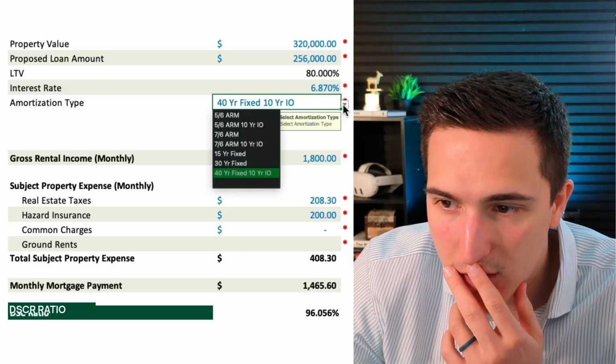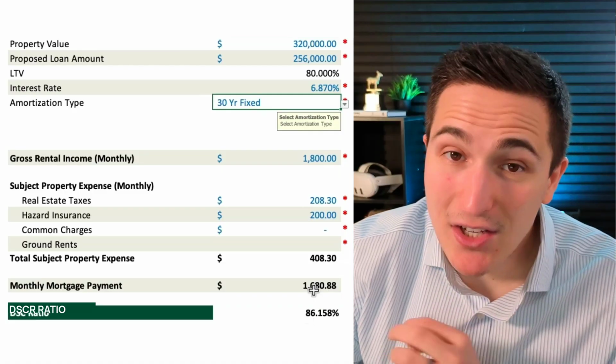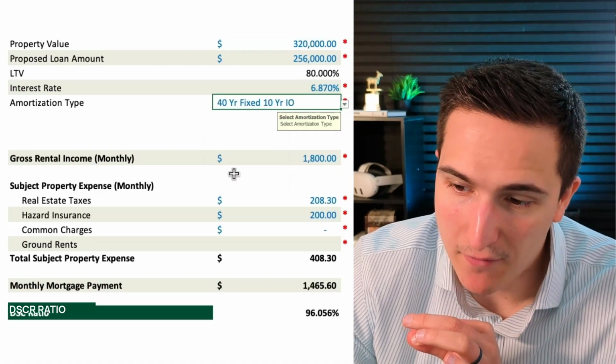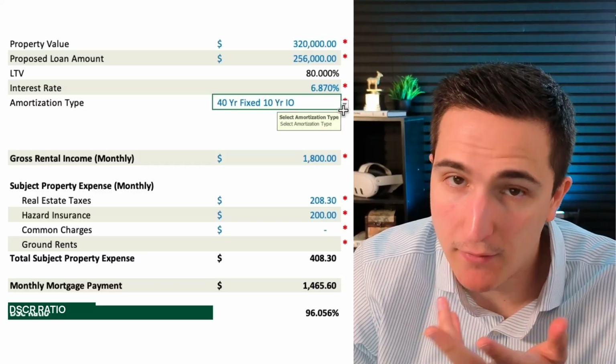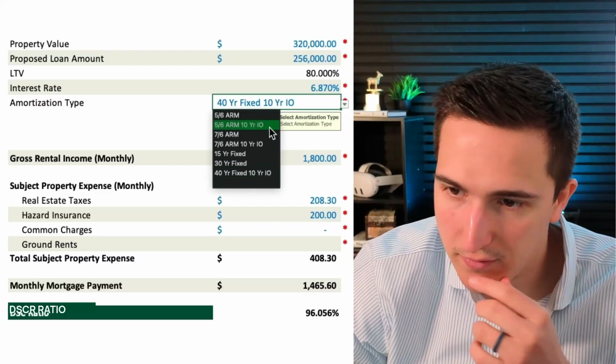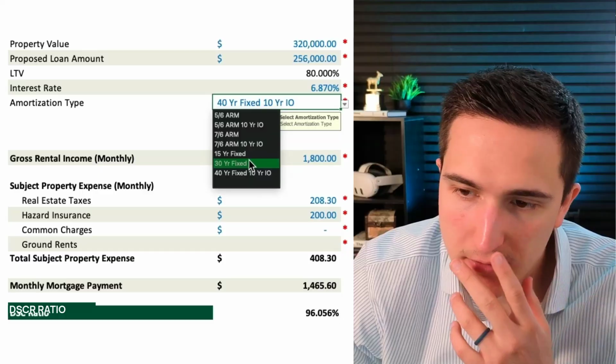So if you guys notice that change there from a 30-year fixed, see, it's 86% at 30. And then at a 40, it's 96%. So it gets a little bit better because the payment's lower, right? Obviously, because it's a 40-year loan. And then eventually you can refinance, right? There's ARM options. Those aren't as popular anymore. And 15-year fixed obviously doesn't make sense.